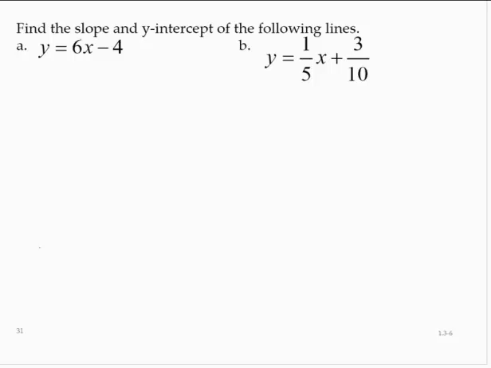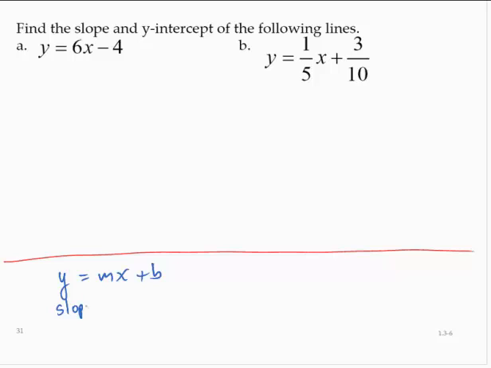Find the slope and y-intercept of the following lines. If we have an equation of a line in the form y equals mx plus b, we know that the slope of the line is given by the m parameter, and that the y-intercept of the line is given by the ordered pair (0, b).